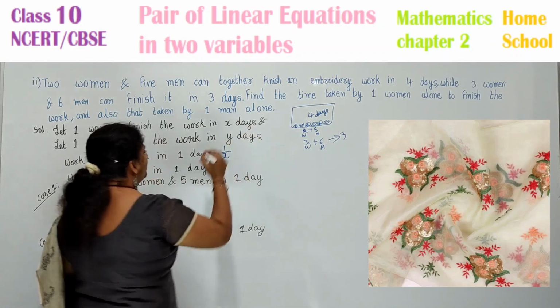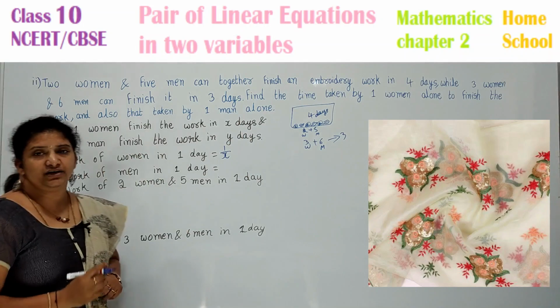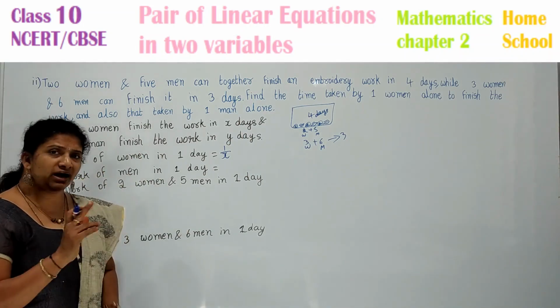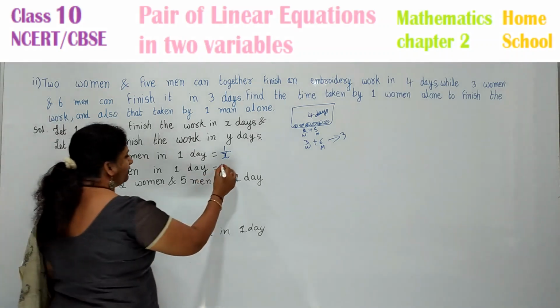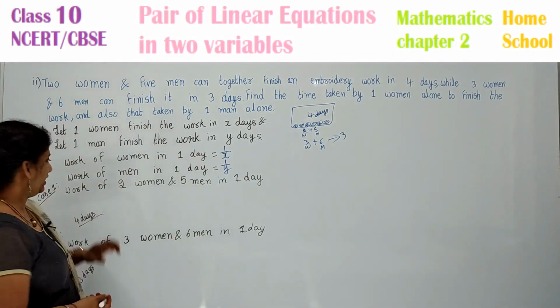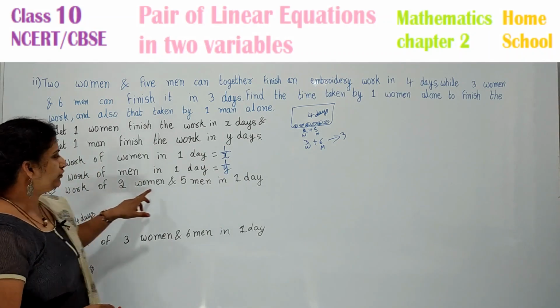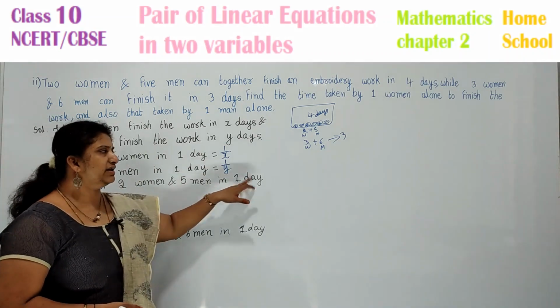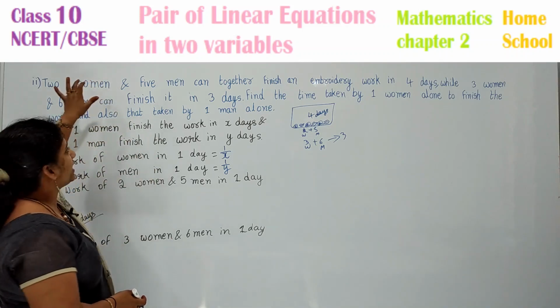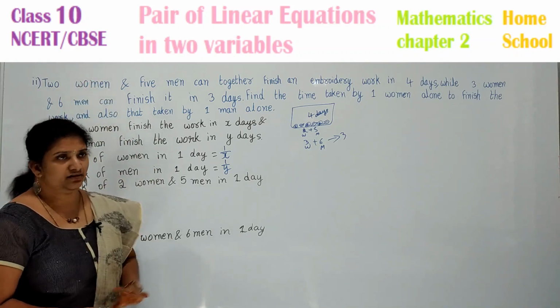In 1 day, 1 by x is the work done by 1 woman. What is the work done by 1 man in 1 day? That will be 1 by y. Okay? Work of 2 women and 5 men in 1 day. So we are going to start our problem. We are going to consider it as the first case.